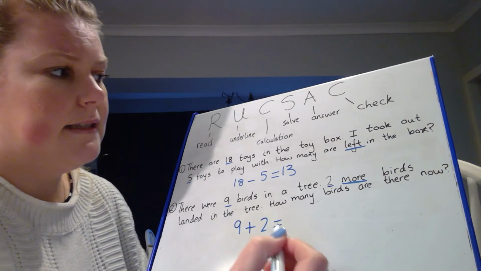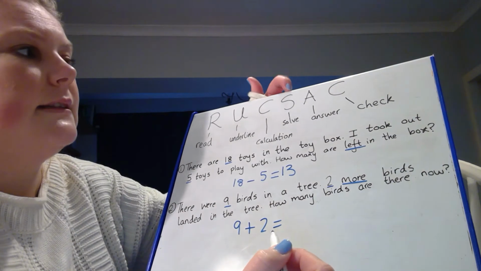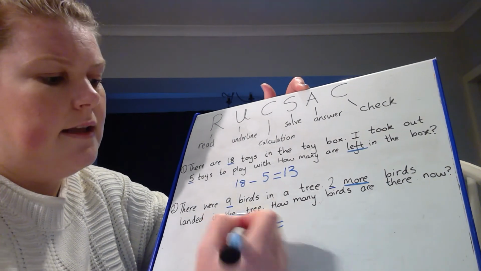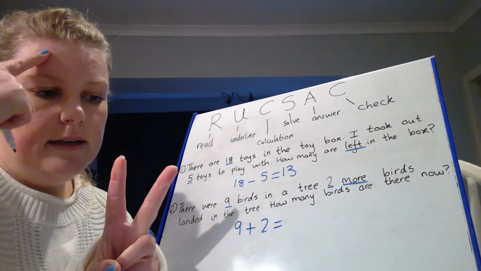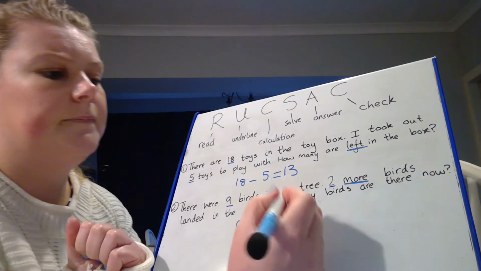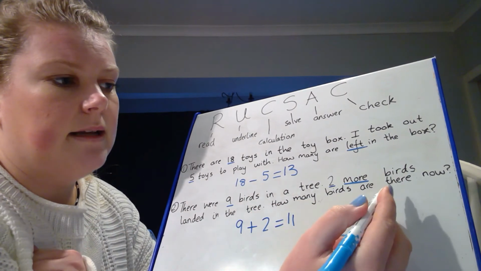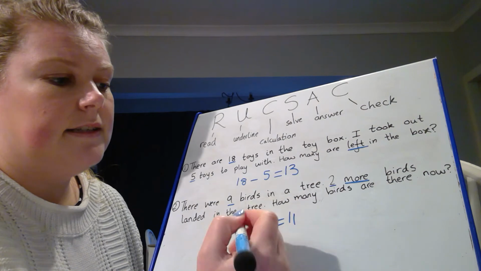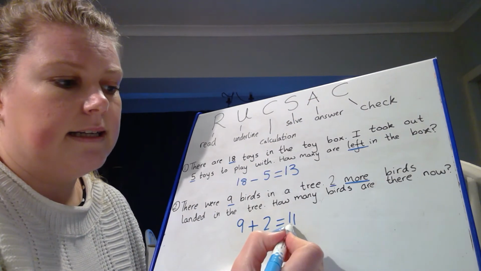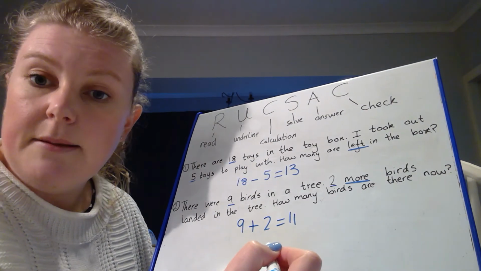Okay, so we've got our number sentence, we've got our calculation. So now we need to solve it to find our answer. 9, add 2. Oh, that's nice and easy. Here's my 2 fingers, 9 in my head, 9, 10, 11. So how many birds are there now? There are 11 birds in the tree. And just by checking, I can see that the 11 is bigger than the numbers that I started with, so that would make sense.